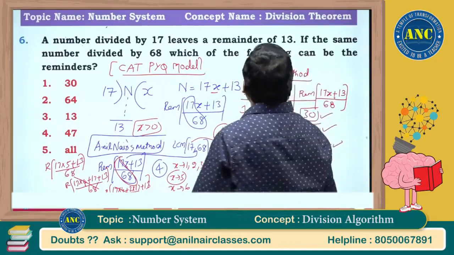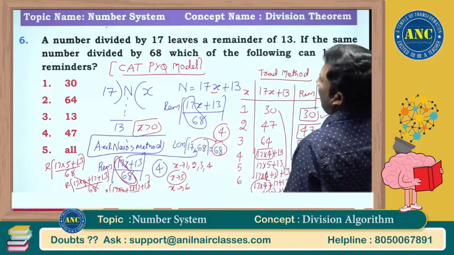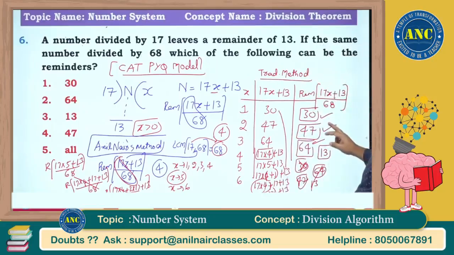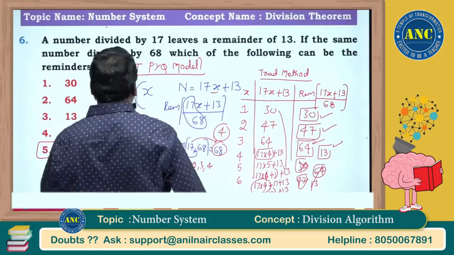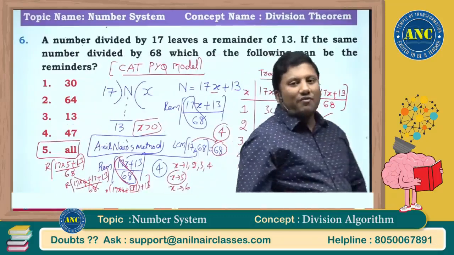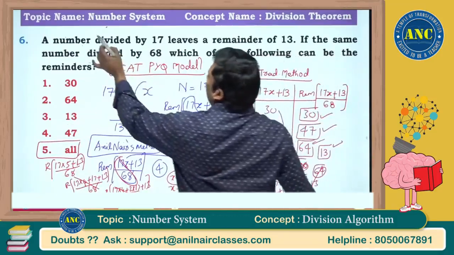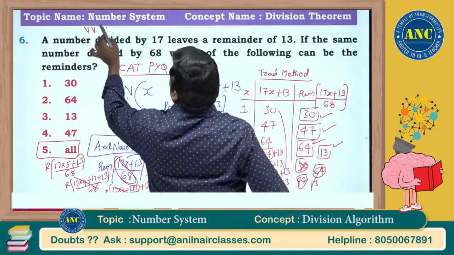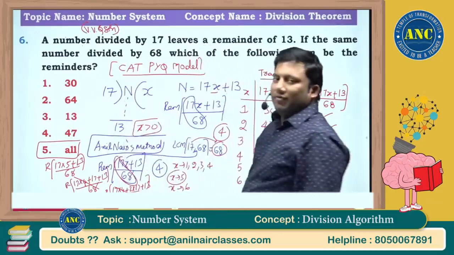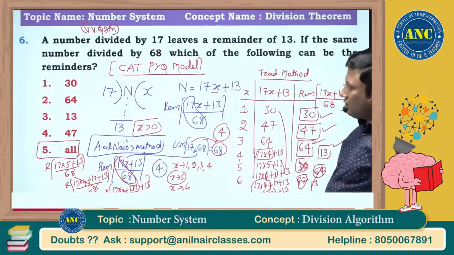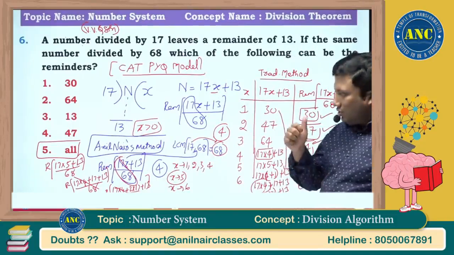Which of the following can be the remainders? 30, 47, 64, 13. Answer is all. There will be 4 remainders and these are the 4 values. Very, very good question. Please put a star mark on this question. The answer for this question is all the 4 values. Logic clear?